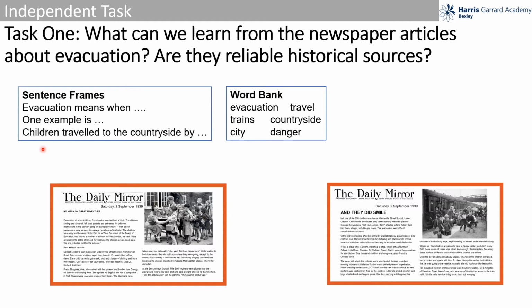Now, as you read through the articles, you will answer the questions that are on the same sheet. I want you to ensure that you're using evidence from the sources to back up your points that you're making. So task 1, the question is, what can we learn from the newspaper articles about evacuation, and are they reliable historical sources? You can kind of think about now, are the newspapers at the moment very reliable? Are they telling the whole truth? Have that at the back of your mind as you're answering. You also got sentence frames here and word banks to help you with your writing. They will be on your sheets as well. So you can pause the video and have a go at that task.